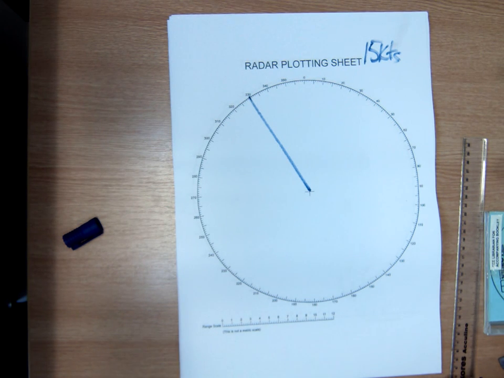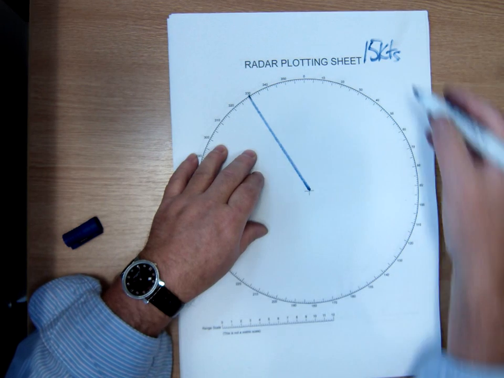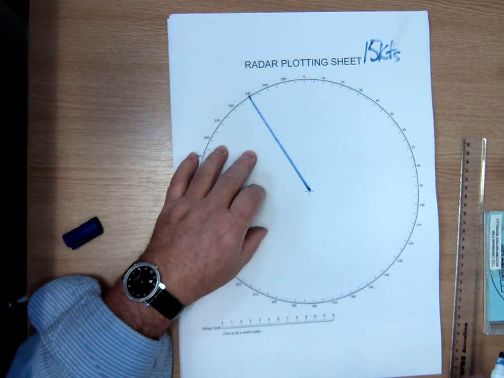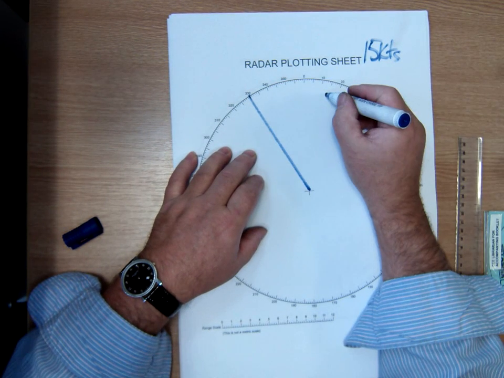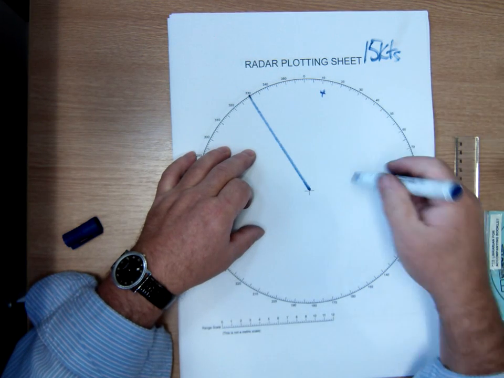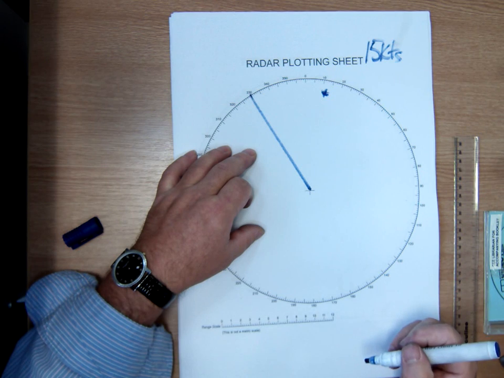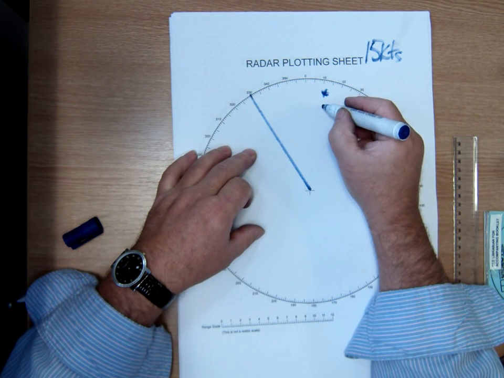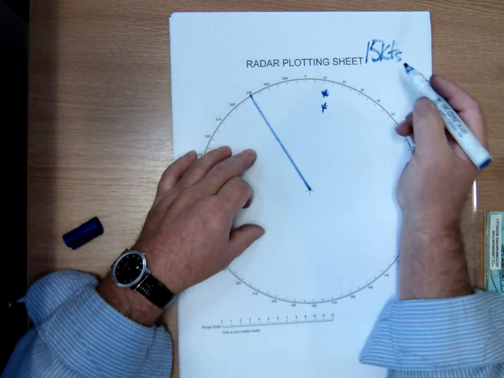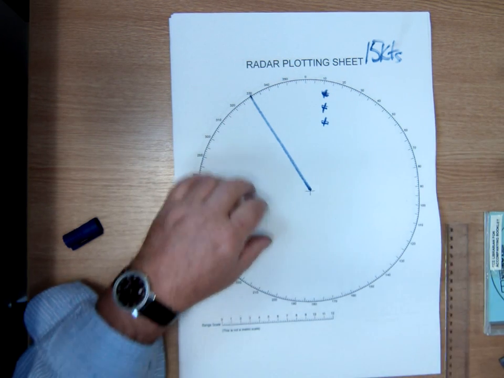Okay, so we're heading 330. We're doing 15 knots. We have this target here on the starboard side, and this is the 12-mile range. So I've got a target here. She comes up, she's around about 11 miles. Then 6 minutes later, she comes here, and then 6 minutes later, she's here.